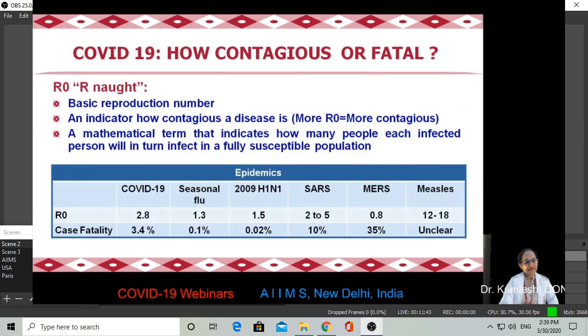How contagious or fatal is it? The contagious part can be indicated through R0, the basic reproduction number. It is a mathematical term that indicates how many people each infected person will in turn infect in a fully susceptible population. For COVID-19, it is 2.8. That means one infected individual could infect up to 2.8, that is up to 3 individuals, who in turn could infect another 3 individuals. For seasonal flu, the R0 is 1.3, for influenza 1.5, for SARS 2 to 5, on average about 3, for Middle East respiratory syndrome 0.8, and for measles up to 15. The case fatality for COVID-19 is 3.4%, and as discussed earlier, for MERS it could be up to 35%.